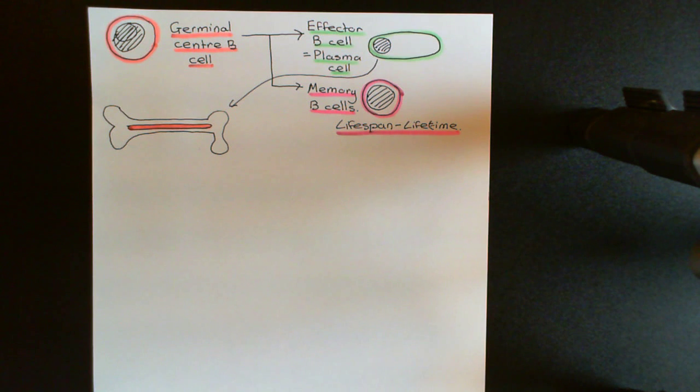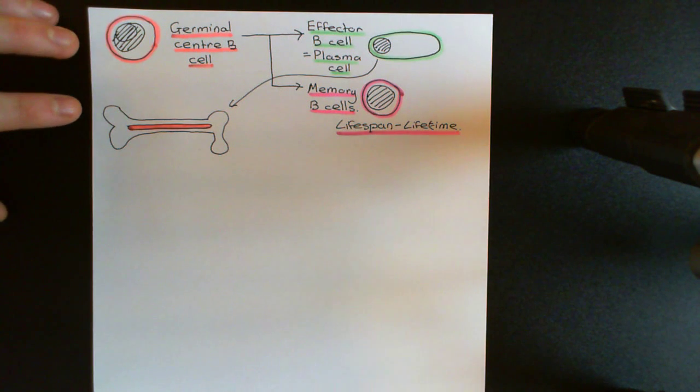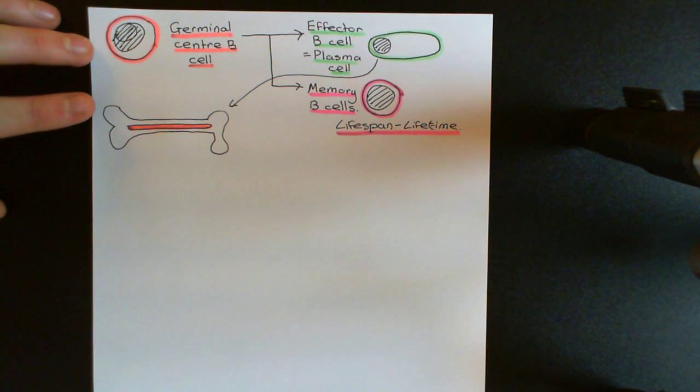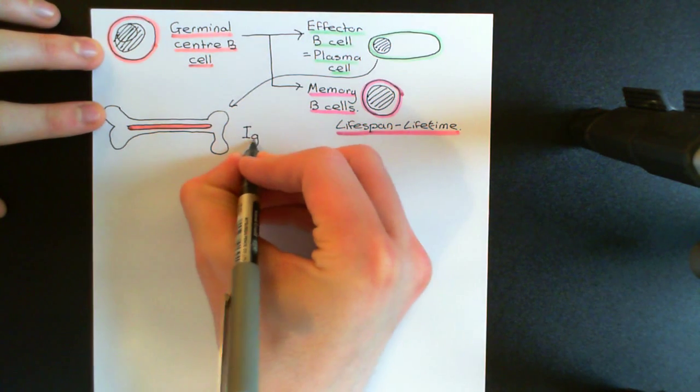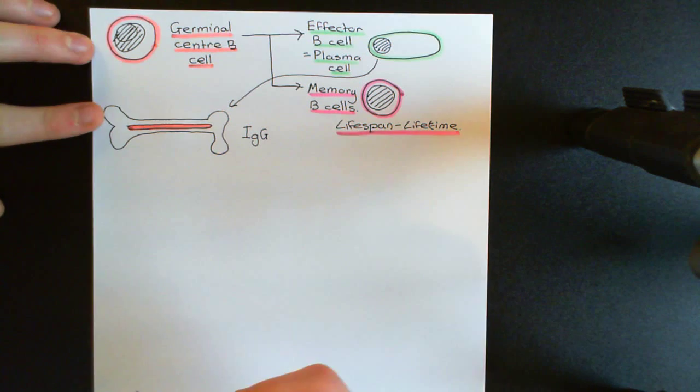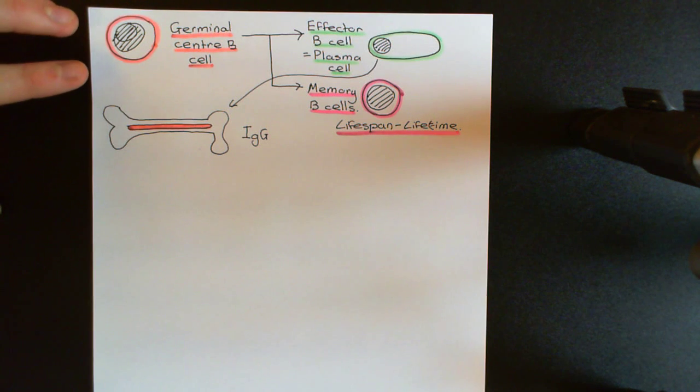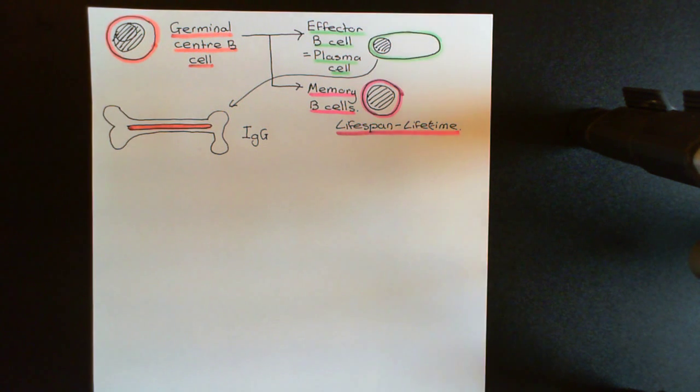Okay, so effector B cells will go to the bone marrow, and there they will start chucking out secreted immunoglobulin molecules. And as I say, the major type of secreted immunoglobulin molecule that most of the effector B cells produce is IgG type. So IgG1, IgG2, IgG3 or IgG4 immunoglobulin molecules. So the effector B cells go to the bone marrow and they start chucking out immunoglobulin molecules.